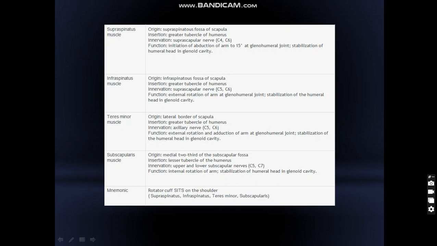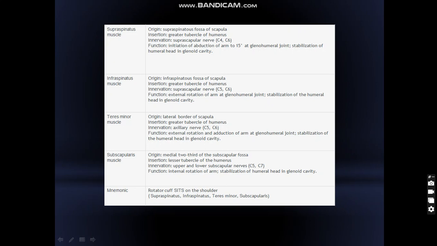Supraspinatus muscle. Origin is supraspinatus fossa of scapula. Insertion, greater tubercle of humerus. Innervation, suprascapular nerve C4 C6. Function, initiation of abduction of arm to 15 degrees at glenohumeral joint. Stabilization of humeral head in glenoid cavity.